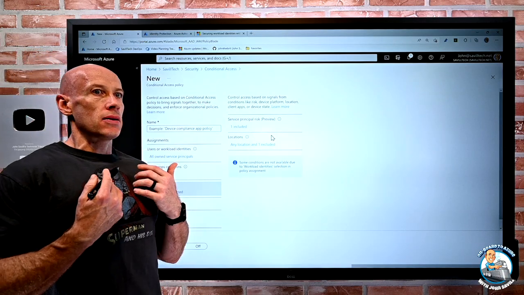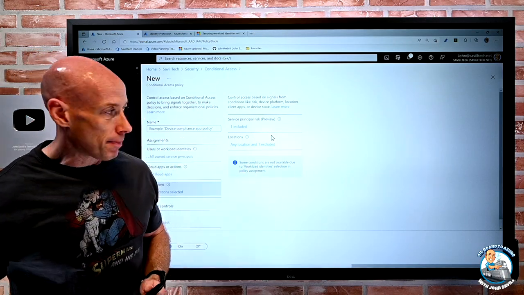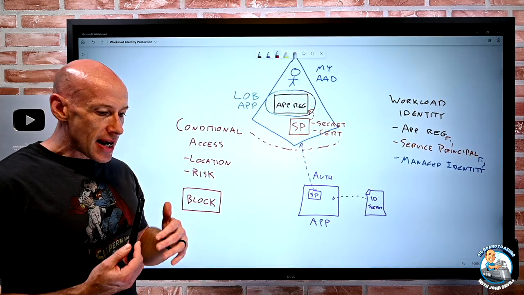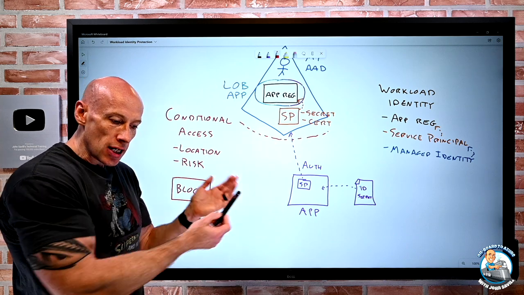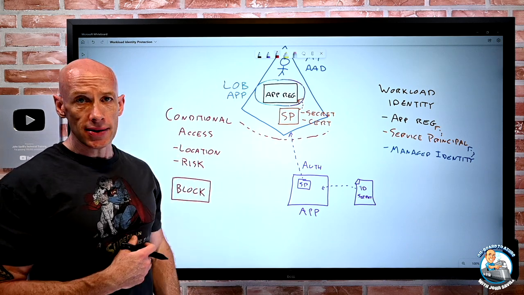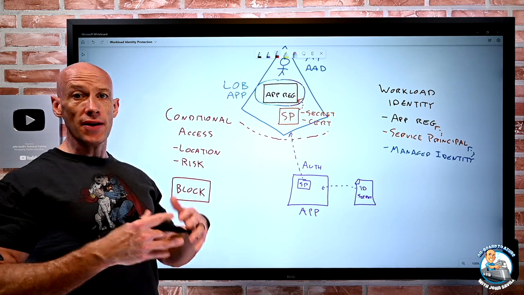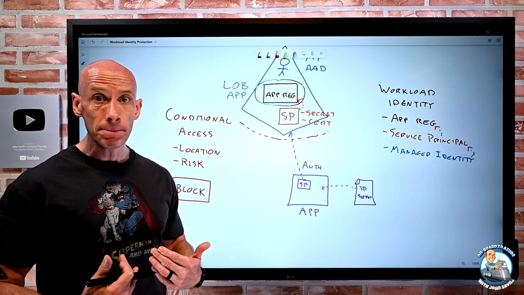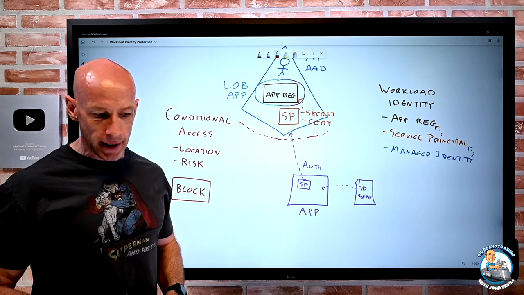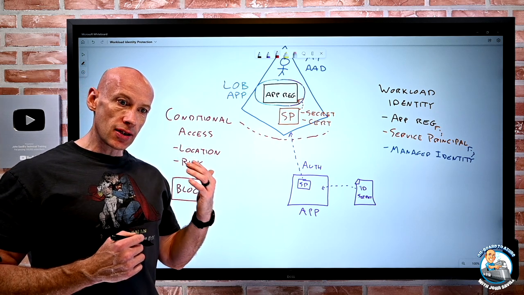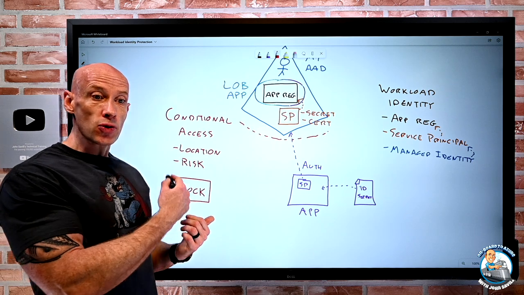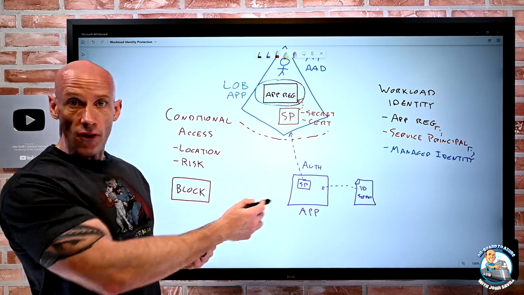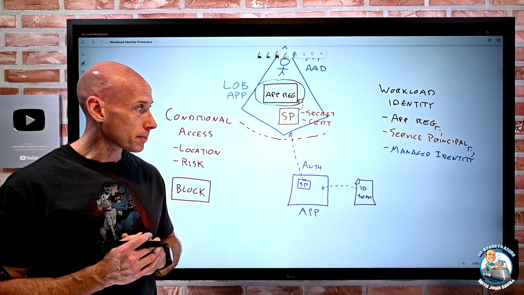Now, what would the experience be of that application? So if it gets blocked, the app will basically return a message that this was blocked by conditional access. So the application, you'd have to write the code to interpret that, but you will get told this was blocked by conditional access. If I looked at the sign-in logs for the Azure AD, the service principal sign-ins will show the detail of exactly what happened there.